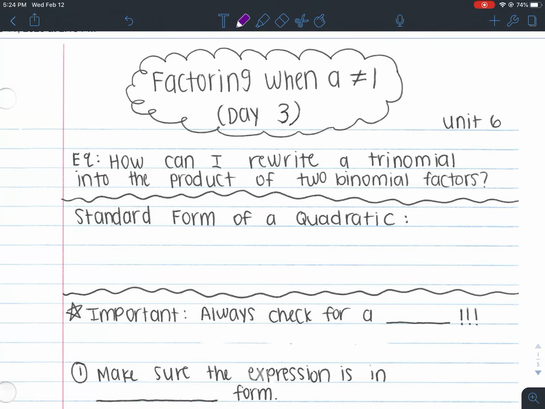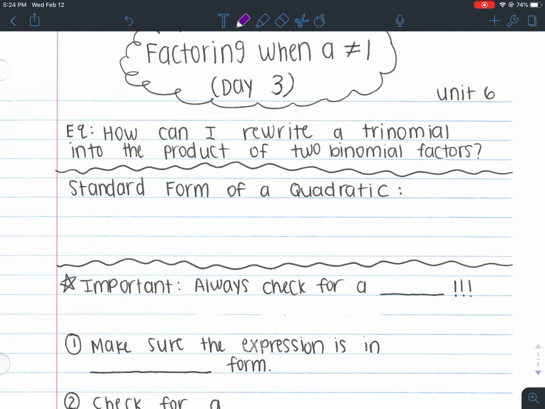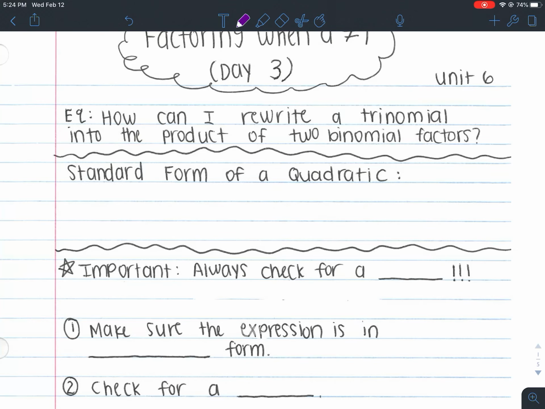Okay, so we're going to review. A lot of this is actually the same as just factoring when A is 1. We just really have just bigger numbers. Okay, so we're going to start.